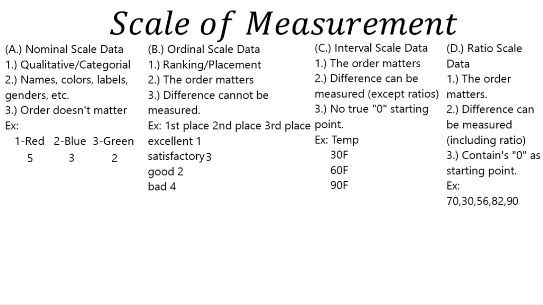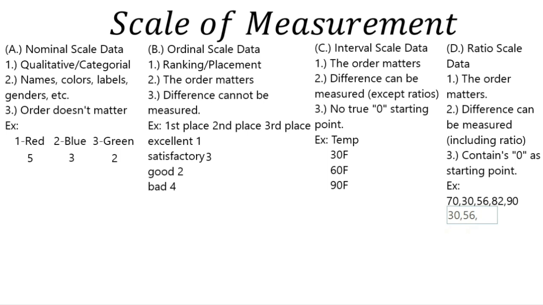Now let's talk about ratio scale data. Here the order does matter. Differences can be measured, including ratios. It contains 0 as a starting point. So we can talk about it as a number series. 70, 30, 56, 82, and 90 is an example of ratio scale data, or your individual report card. That is an example of ratio scale data.